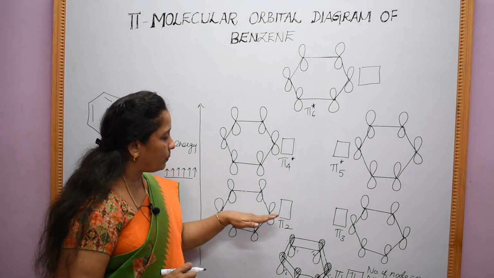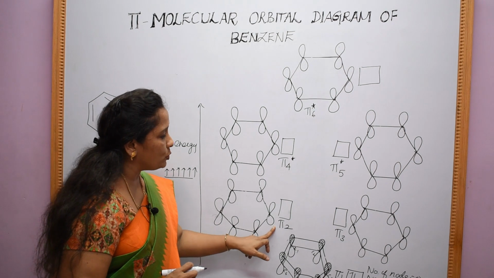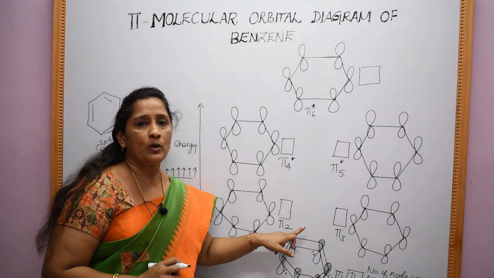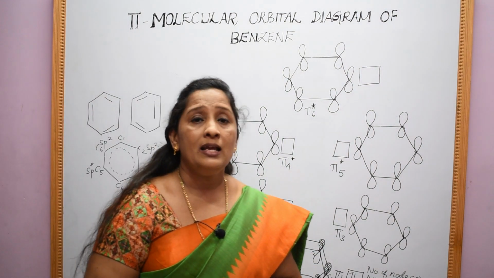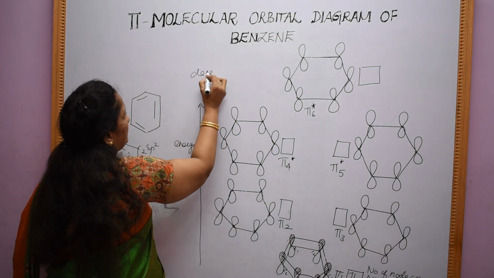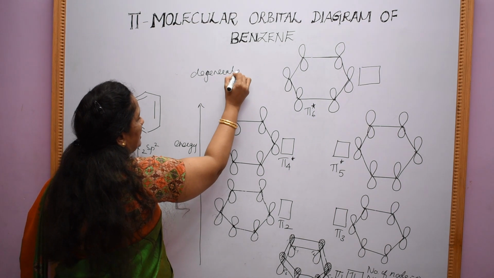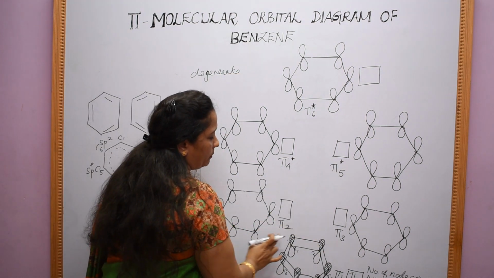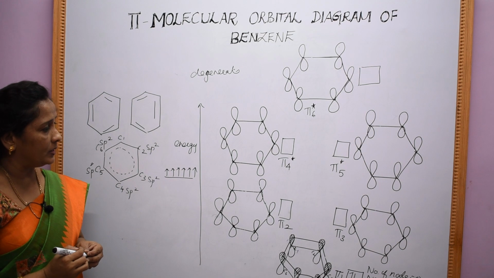Now the next occupied molecular orbitals are pi 2 and pi 3. These pi 2 and pi 3 orbitals are called degenerate orbitals. What is meant by degenerate? Degenerate means having the same energy. These pi 2 and pi 3 orbitals have the same energy.